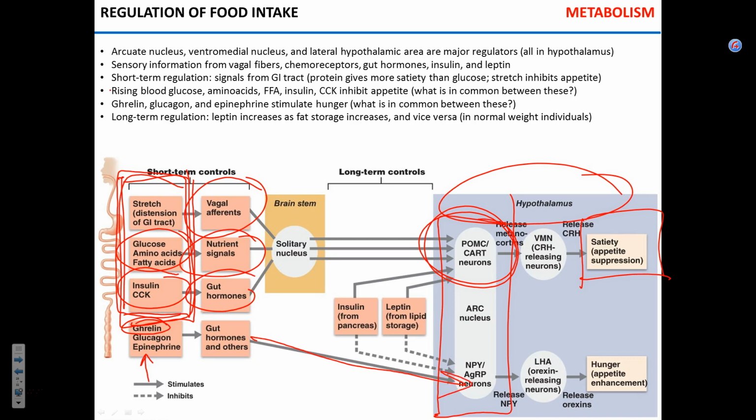Glucagon and ghrelin will directly stimulate neuropeptide Y and agouti-related peptide-releasing neurons. What hides behind those fancy words? It's a hunger part of arcuate nucleus. And you're going to feel hunger. Now think about it for a second.